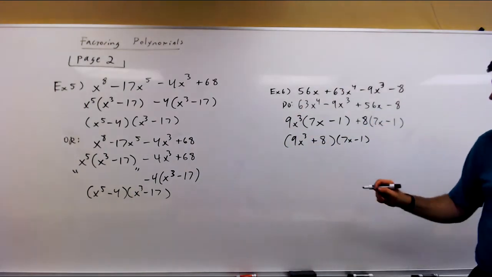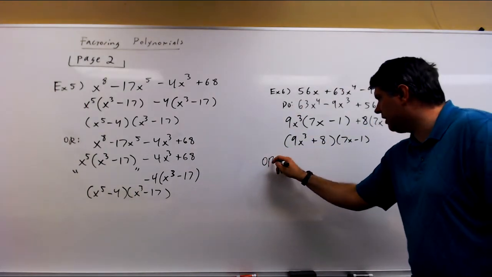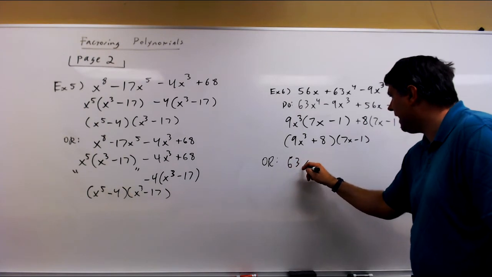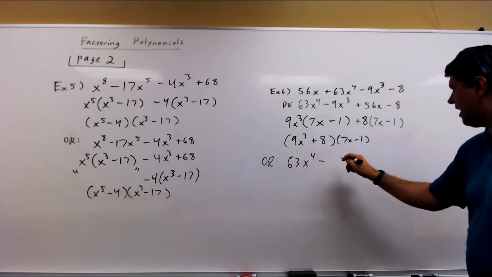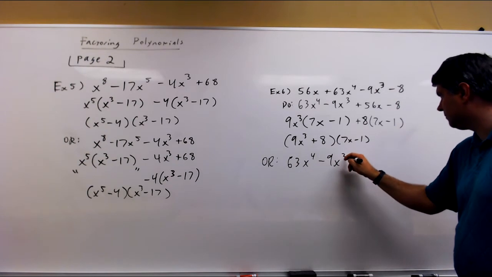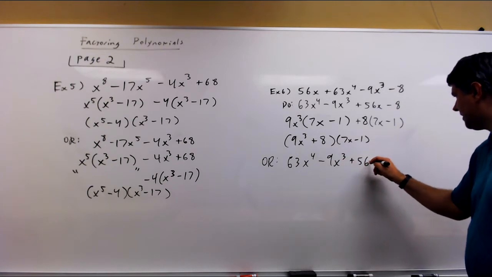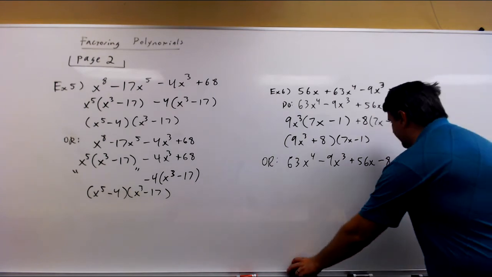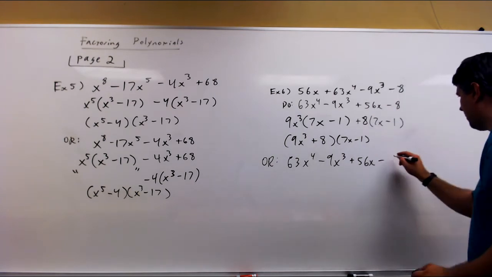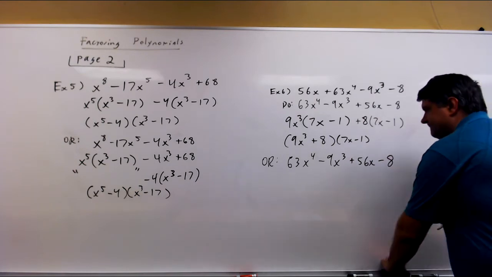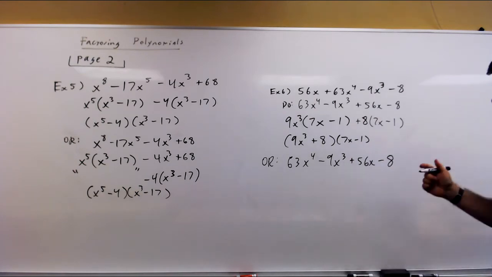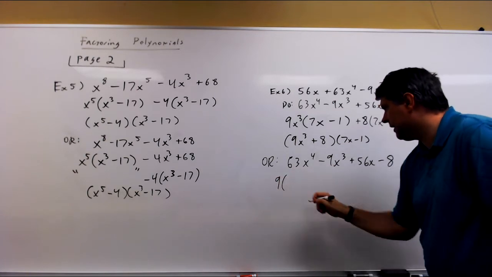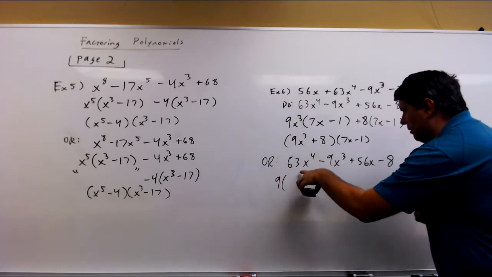Alternatively, here's what the basic method would have had it looking like. 63 x to the 4th minus 9x cubed plus 56x minus 8. It's always got to be in descending order. Okay, descending order. All right, so I would have taken a 9 out of those two terms and the x cubed out of both terms.